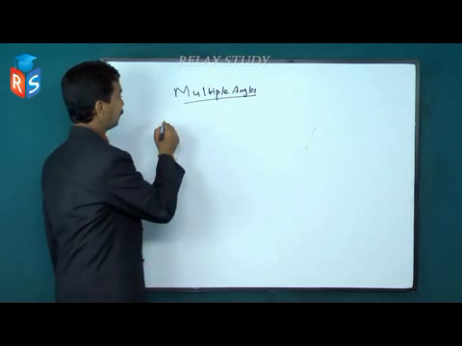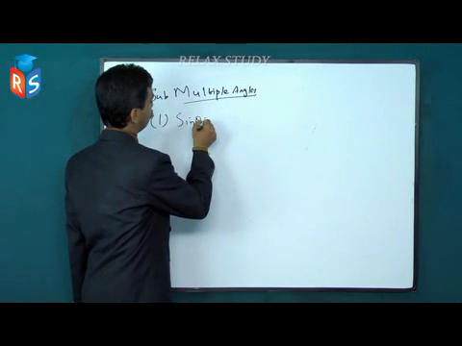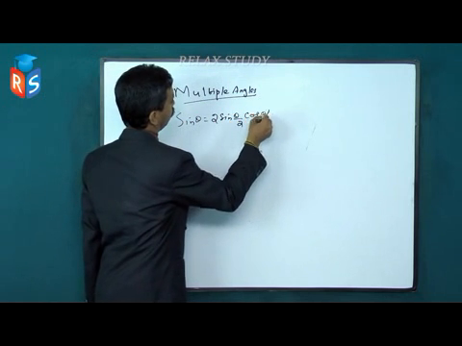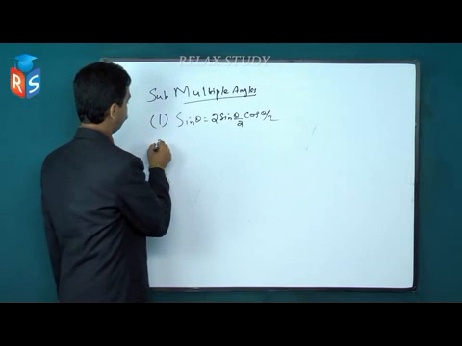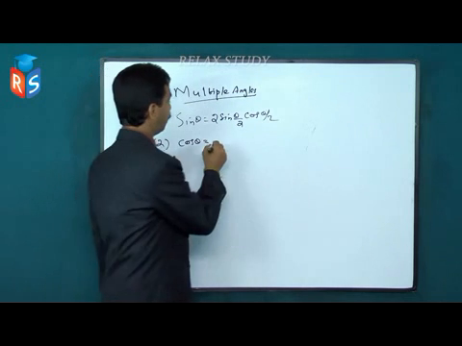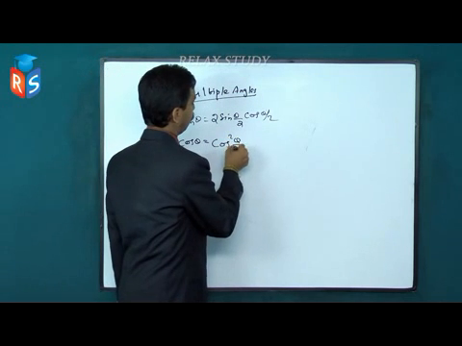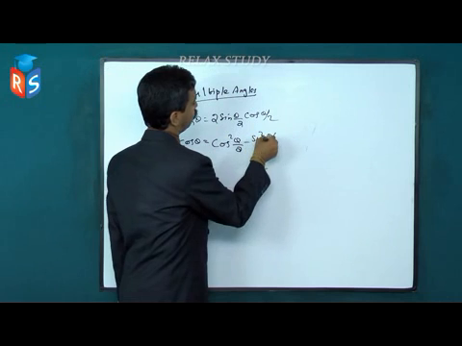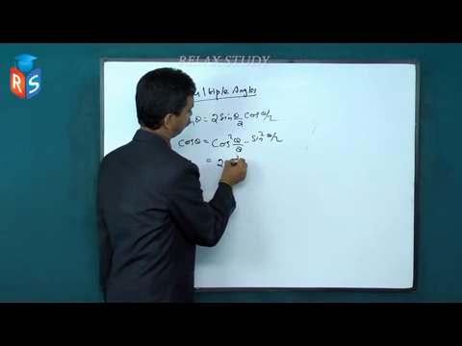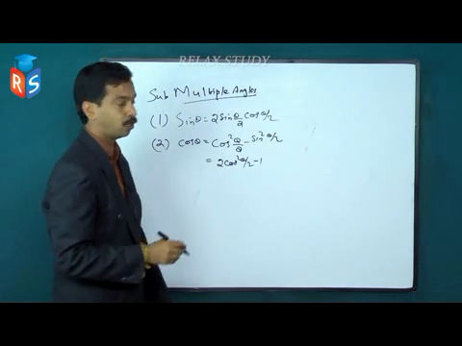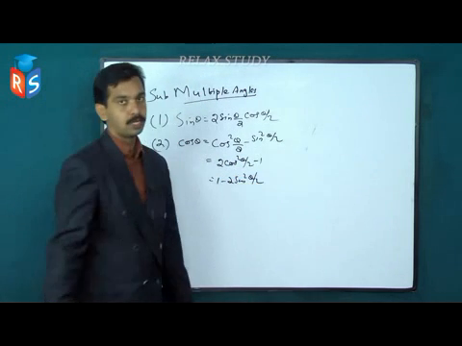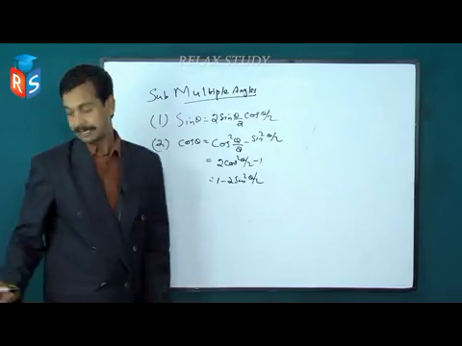Next, sub multiple angles. Sin theta equals 2 sin(theta by 2) cos(theta by 2). Cos theta equals cos square(theta by 2) minus sin square(theta by 2), or 2 cos square(theta by 2) minus 1, or 1 minus 2 sin square(theta by 2). These are the main sub multiple angles.